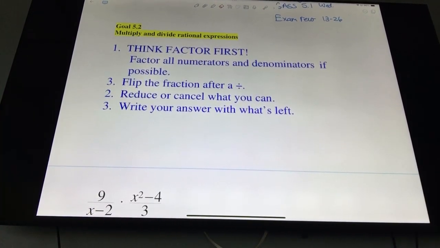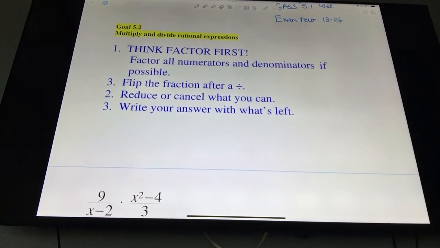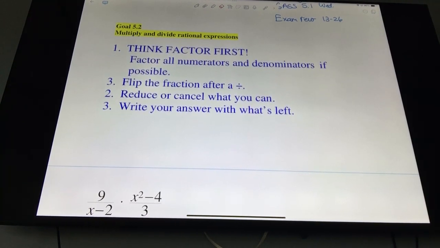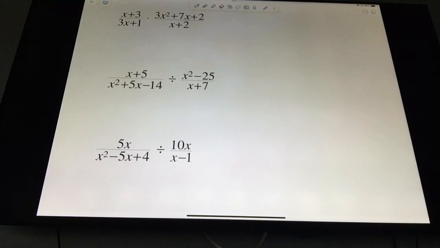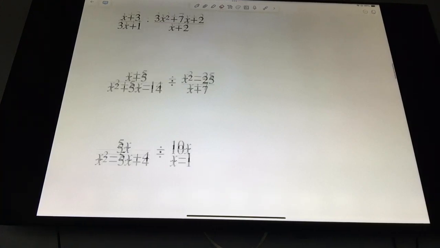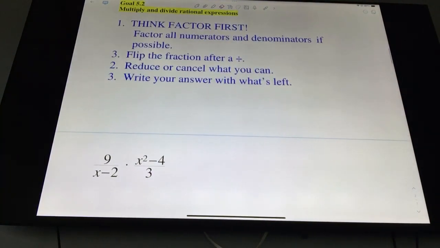All right, so in goal 5.2, we are doing basically the same thing we did in 5.1, except that now you have two fractions. Some of the fractions have a multiplication symbol between them, like the first couple. Then we go to a division symbol between them. And the only difference between multiplication and division is that when you divide by a fraction, you flip the fraction after the division symbol. And I have that written in the notes up here. So flip the fraction after the division symbol. Once we factor, then we just cancel and reduce.